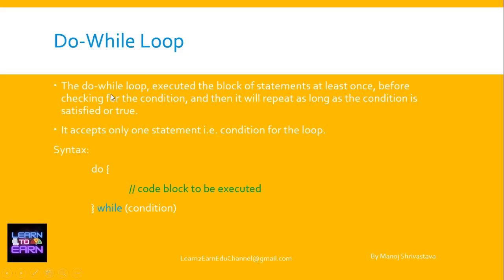That's why it is said that the do while loop executes the statements at least once. After execution of that block, it will verify the condition, and if the condition is true, then it will go back again and execute that block.